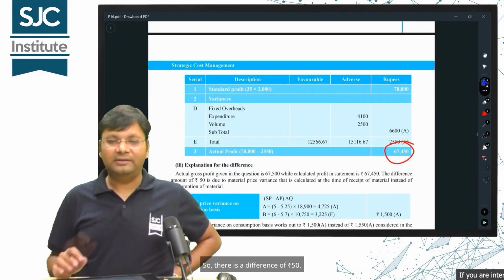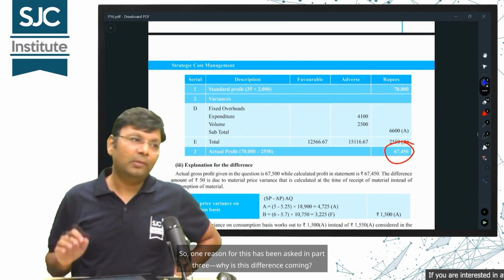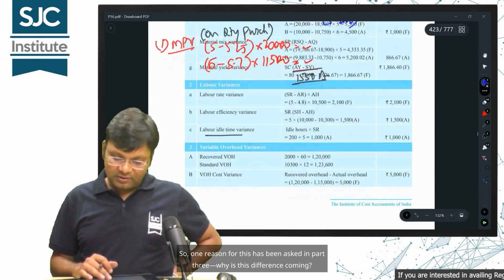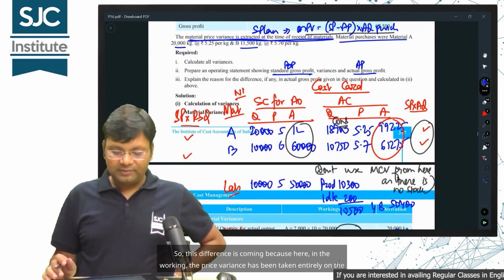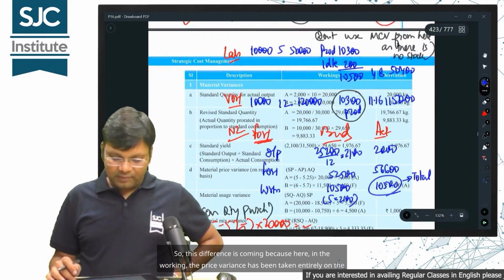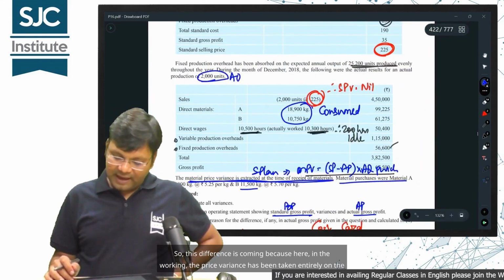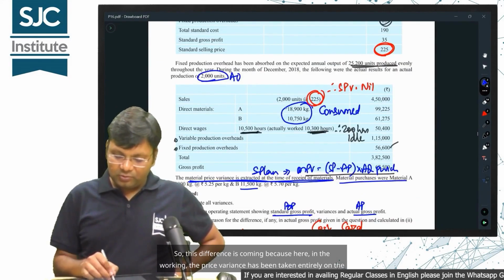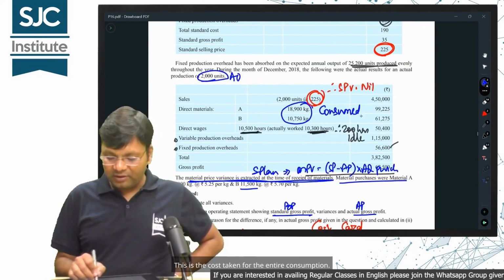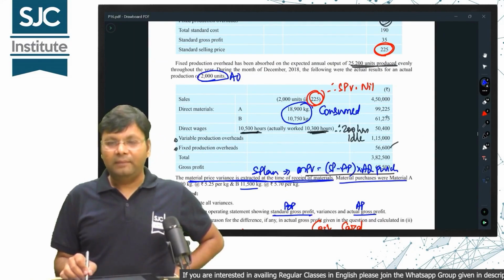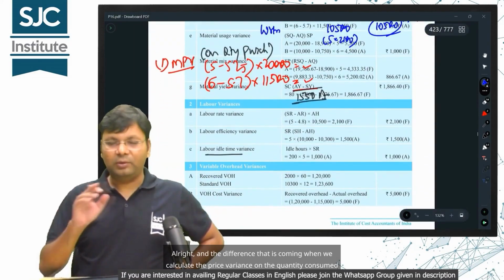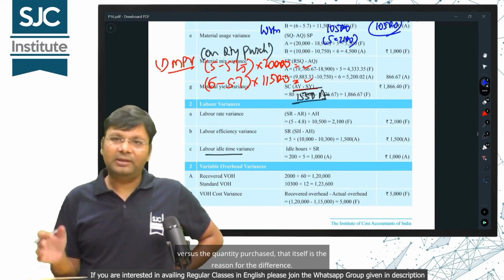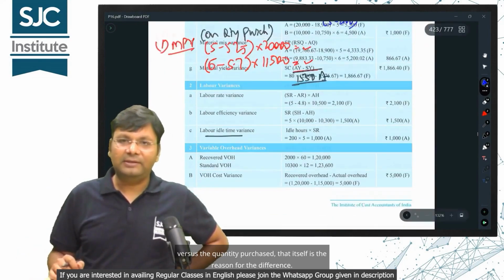So, there is a difference of 50 rupees. One reason for this has been asked in part 3, why is this difference coming? This difference is coming because here, in the working, the price variance has been taken entirely on the consumed amount. This is the cost taken for the entire consumption. The difference that is coming when we calculate the price variance on the quantity consumed versus the quantity purchased, that itself is the reason for the difference.